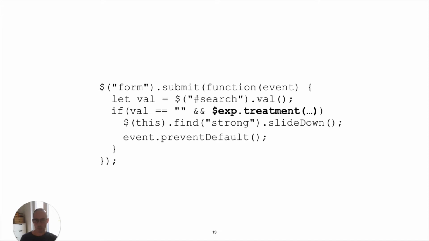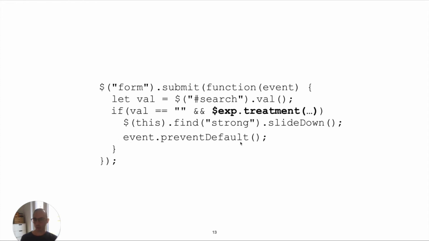I'm using jQuery here just to make it easier to understand. Of course, you would be using a more modern framework now. Basically, if the value of the search was empty, and the user was in the variant, then we would show the message.